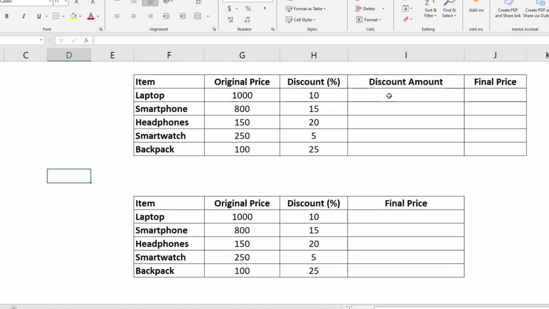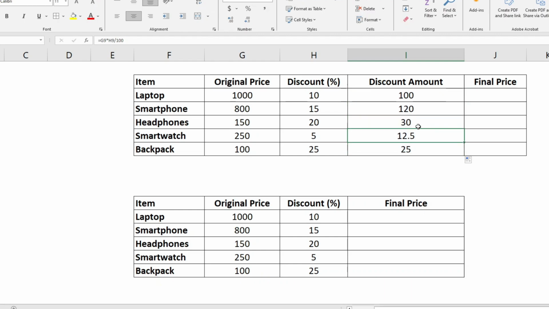The first way of doing it is to first calculate the discount amount, and we can do that very easily by saying equal to original price times the discount percentage divided by 100. So this gives us the discount amount for each item. I can drag this, and so Excel will now calculate the discount amount for each of these items.